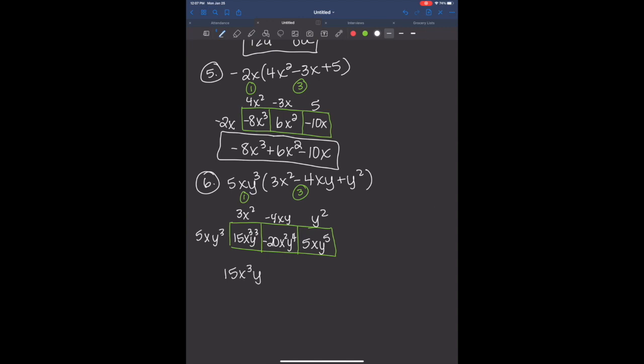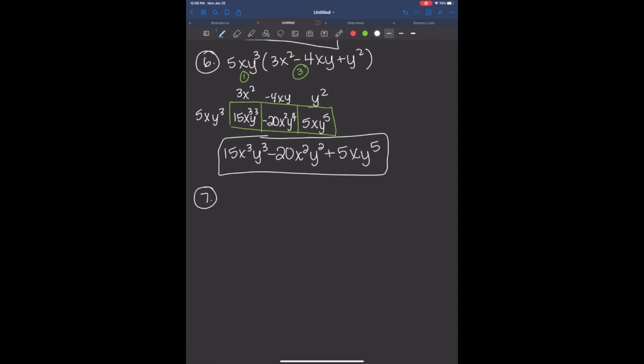5 times negative 4 in the next block is negative 20. X times x is x squared, and y cubed times y means y to the 3 plus 1, which is y to the 4th. Same with the next one. We've got 5x by itself, and then y to the 3rd times y to the 2nd gives us y to the 3 plus 2, which is y to the 5th, and we rewrite it.